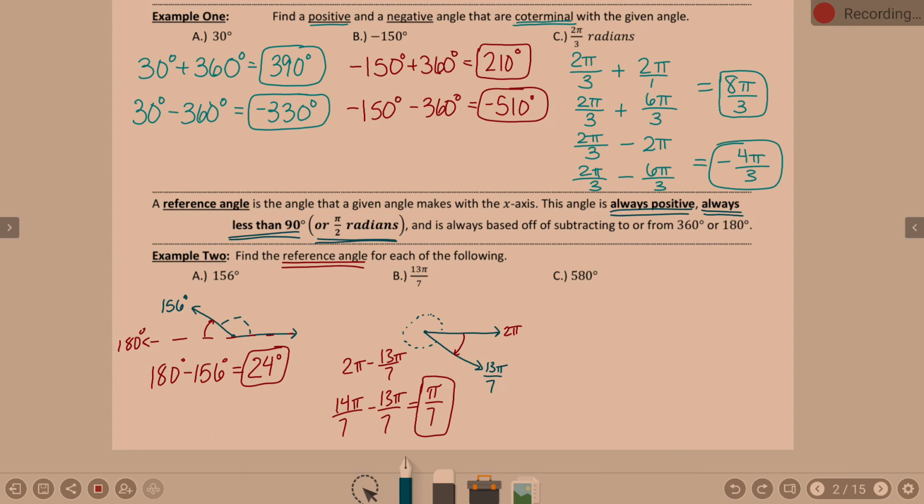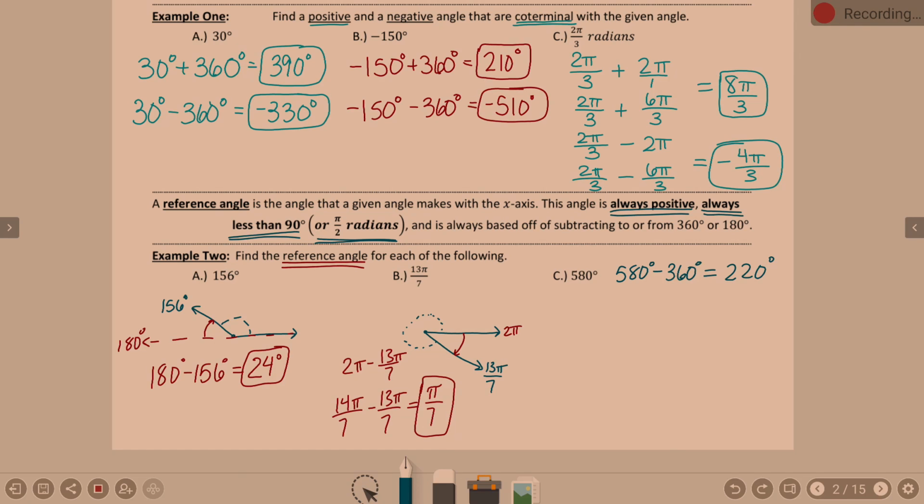Okay. 580 degrees. That's a lot of degrees, isn't it? It's big. Okay. How can I make it smaller so it's easier to work with? What would be equivalent to 580 degrees? I'm not talking reference angle yet. Okay, if we subtract 360, is it still going to be an equivalent angle? It is. Okay, it's a coterminal angle. It's still going to have the same location. So before you start this problem, I would suggest take 580 minus 360, and we get 220.